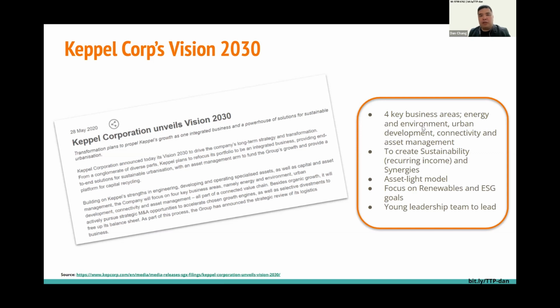For context, Capricorn used to be an oil and gas play as well. But now they are going to evolve themselves into 4 key business areas, none of which is oil and gas. They also aim to focus on renewable and ESG goals, to create sustainability and synergies. So this is their march towards Vision 2030, to transform themselves into a powerhouse in the renewable sector.